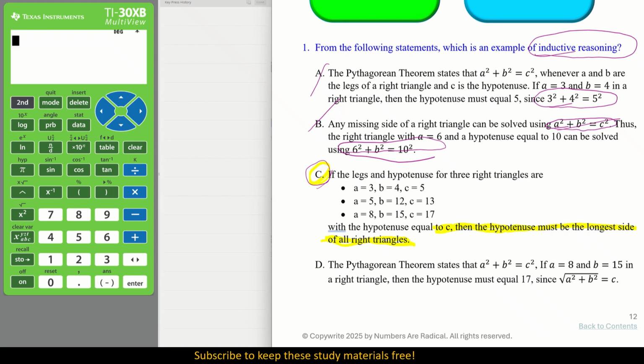Now let's look at D. Again, red flag. It starts just like A, so there is no way I would select that. All right, so let's look at number two.